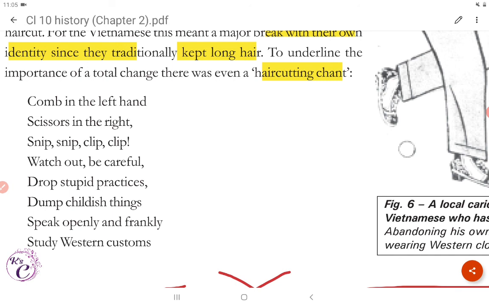Comb in the left hand, scissors in the right. Snip, snip, clip, clip. Watch out, be careful. Drop stupid practices. Dump childish things. Speak openly and frankly. Study Western customs.